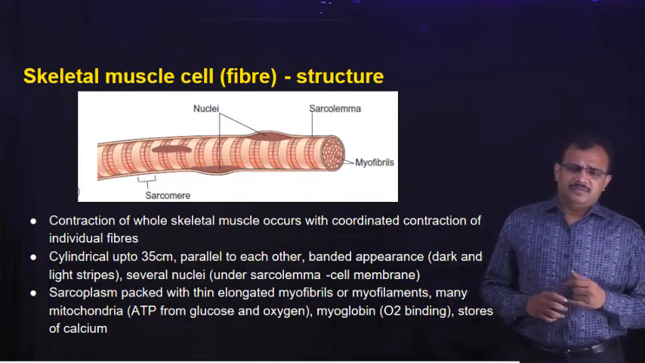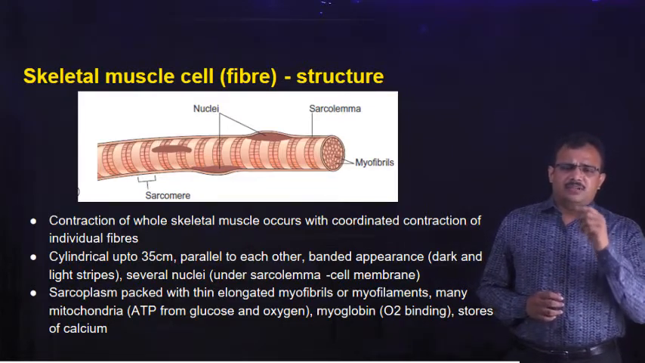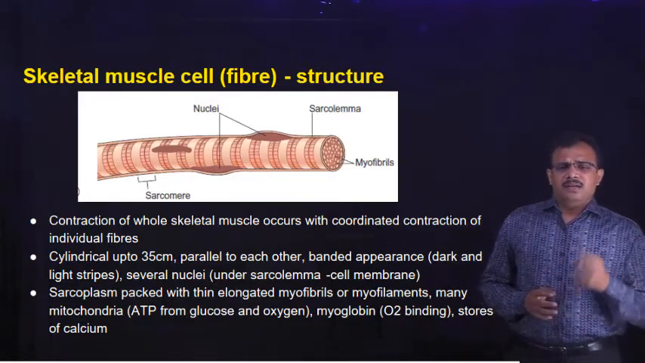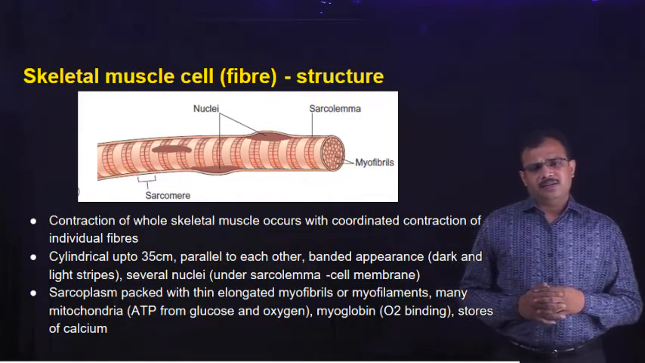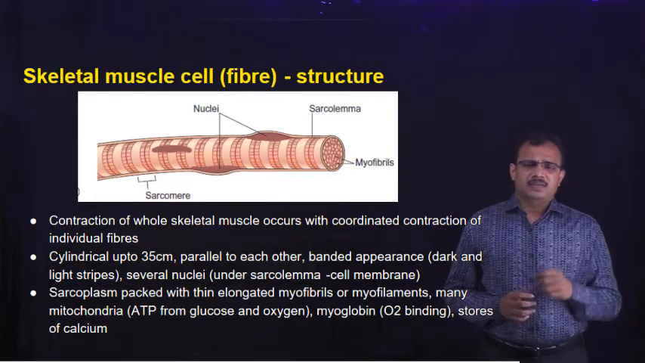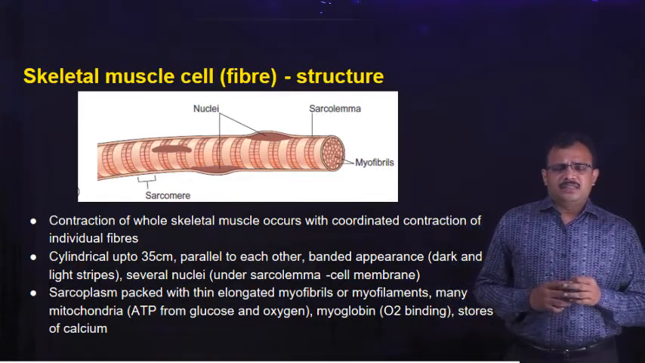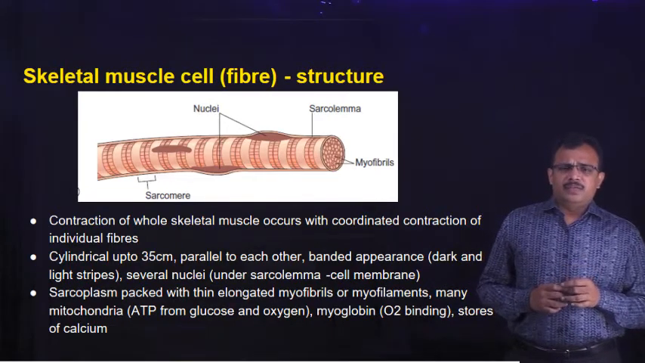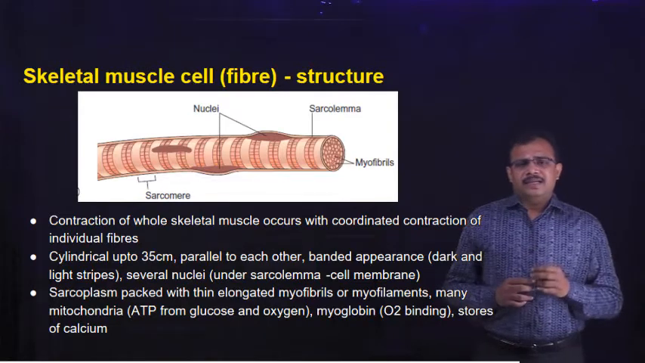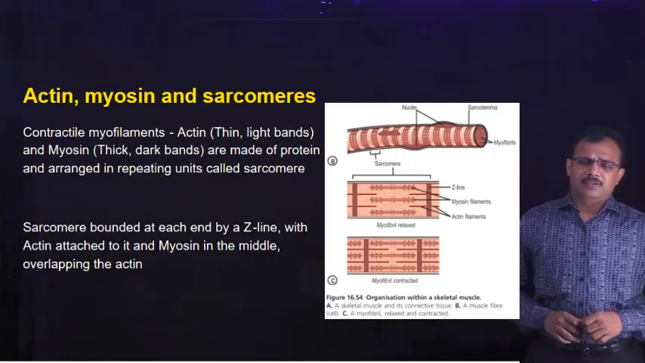And we have seen that each muscle cell consists of an outer membrane called sarcolemma, and inside of this muscle cell it consists of sarcoplasm, and this sarcoplasm consists of many mitochondria, myofilaments such as actin and myosin, myoglobin, and also calcium stores. Now let's see about these myofilaments.